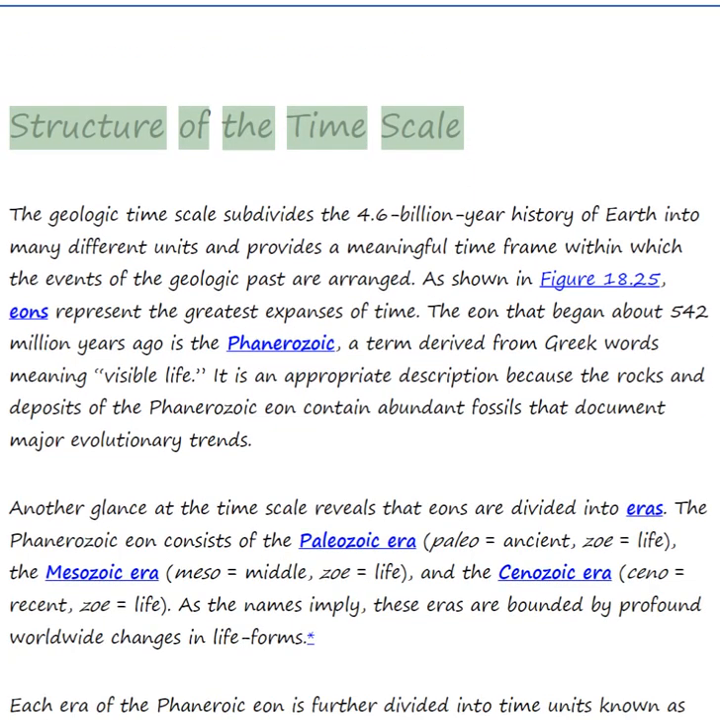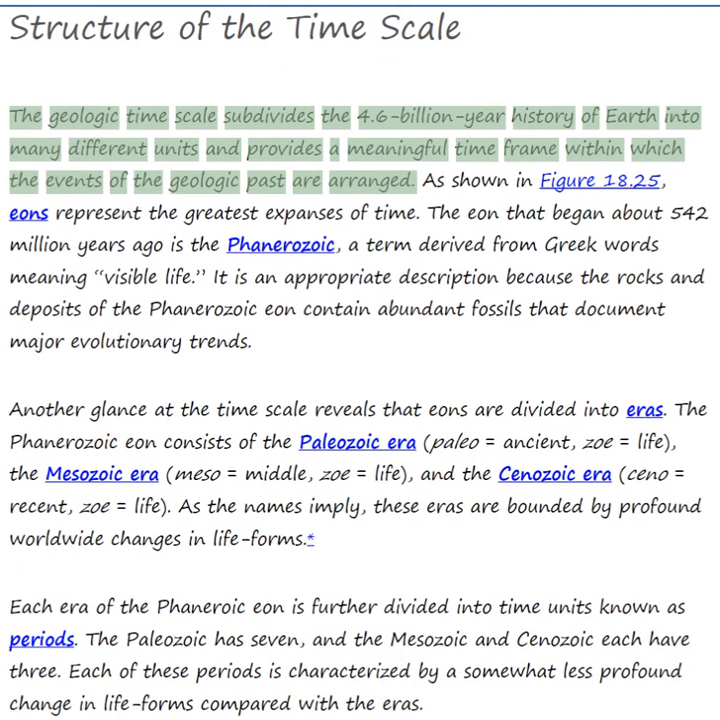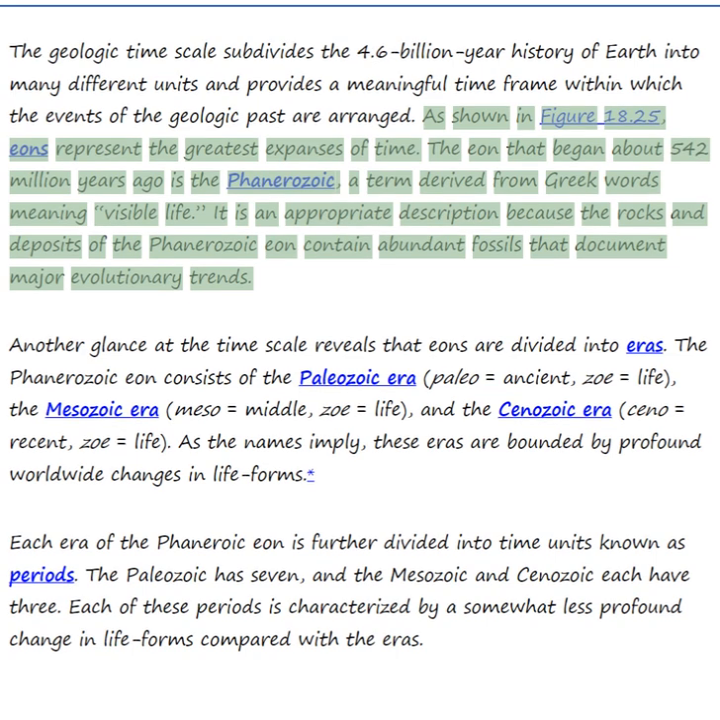Structure of the time scale. The geologic time scale subdivides the 4.6 billion year history of Earth into many different units and provides a meaningful time frame within which the events of the geologic past are arranged. As shown in Figure 18.25, eons represent the greatest expanses of time.